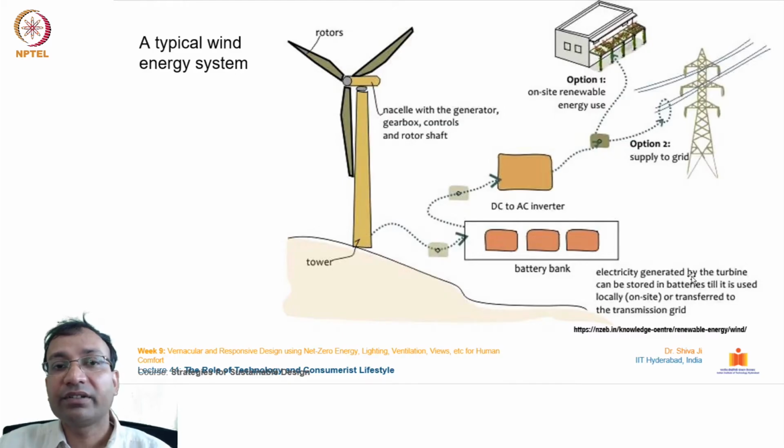Here you see that electricity generated by the turbine can be stored in batteries till it is used locally on site, or transferred to the transmission grid, so that it can go to the national grid or a state grid, and can be sold to external agencies.